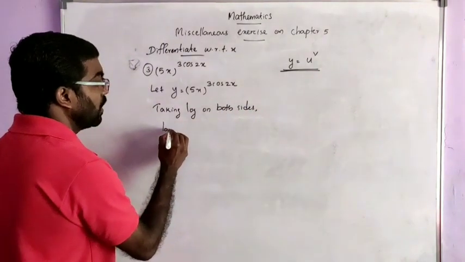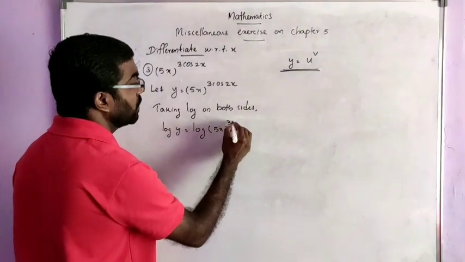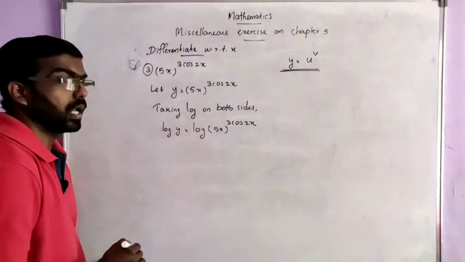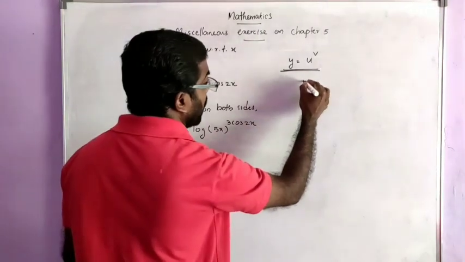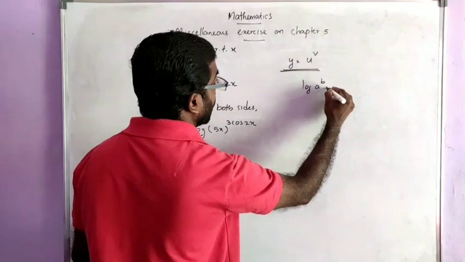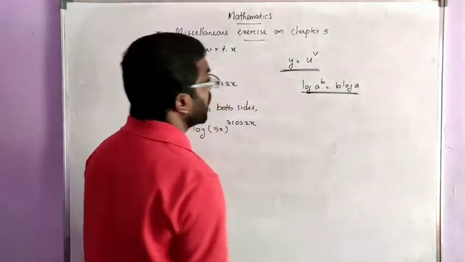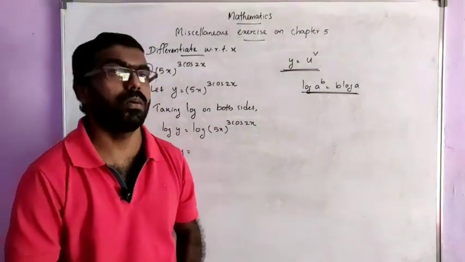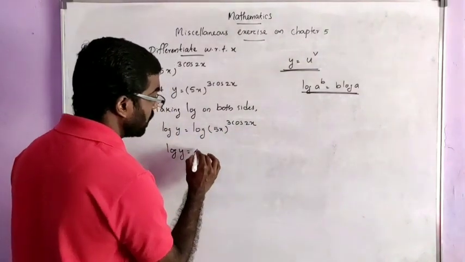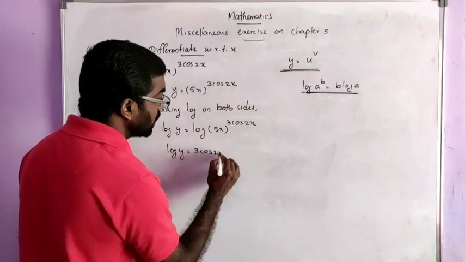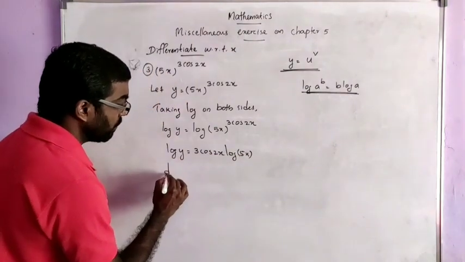So here log y equals log (5x)^(3 cos 2x). Okay, this can be written as log y equals, here it is in the form log a raised to b, and we know that it's equal to b log a, the power rule for logarithms. Log a raised to b is equal to b log a. So this can be written as, here the exponent is 3 cos 2x, that we write first, 3 cos 2x into log 5x. Okay, now we can differentiate with respect to x.